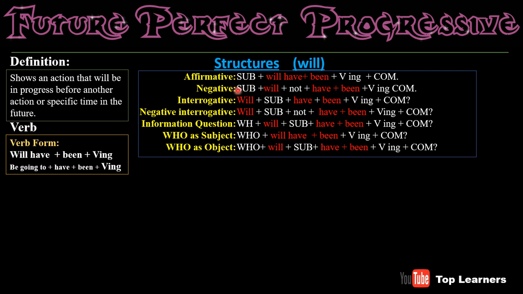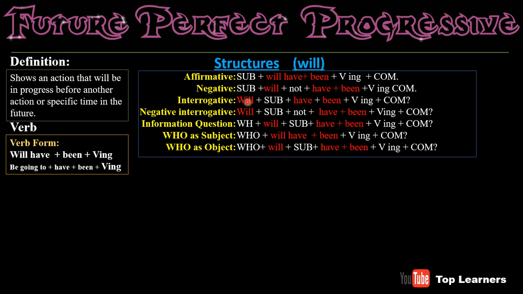For negative, we use not only after will. Subject, will, not, have, been, and then verb ing complement. And if you want to make question, you bring one of the helping verbs first. The first one, will, is at the beginning. Will, subject, have, been, verb ing, and complement.